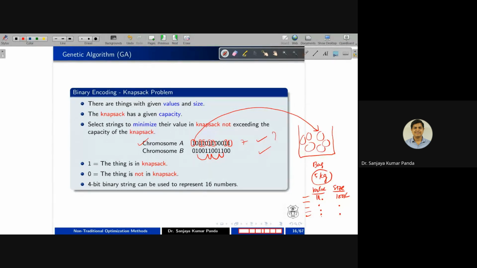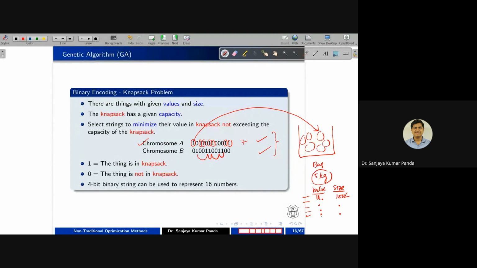But after analyzing A and B, you can find that A is better than B or B is better than A, right? But every chromosome is providing you a solution. Sometimes we generate a 4-bit binary string that can be used to represent numbers. I can use different representations which we have studied in the number systems, whether binary, octal, hexadecimal or decimal. In that way also I can represent the number.